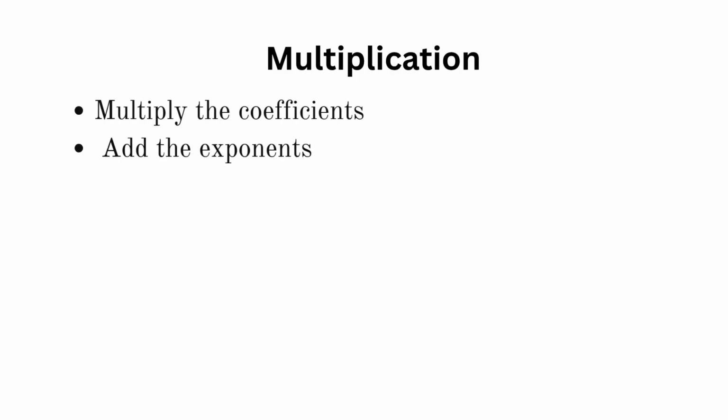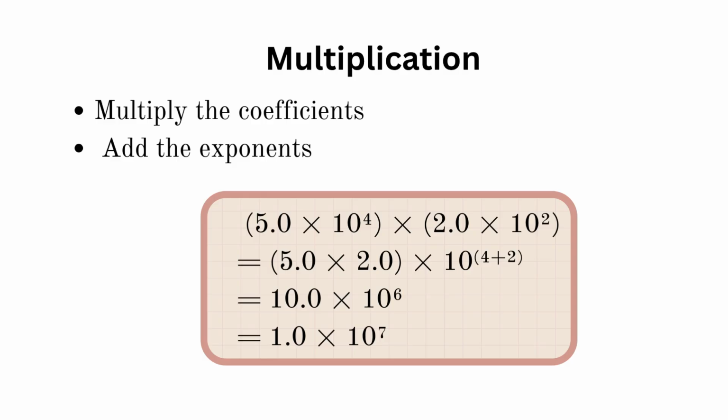Now let's see multiplication in scientific notation. Students, remember 2 simple steps. First, multiply the coefficients normally. Second, add the exponents. For example, let us see the multiplication of 5.0 into 10 to the power 4 and 2.0 into 10 to the power 2.